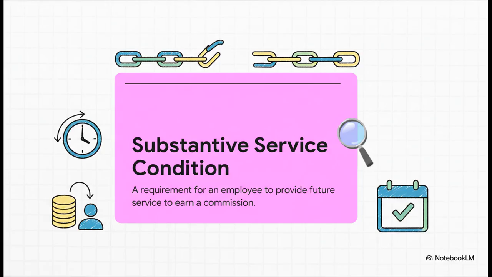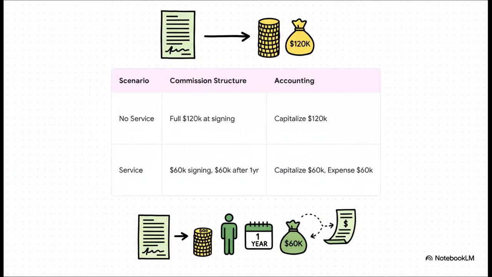Okay, now we're going to talk about a major wrinkle, something called a substantive service condition. This is basically when a commission isn't fully earned the second the contract is signed. Instead, the employee has to stick around and actually provide some future service to get their full payout. This table shows just what a huge difference this one little condition can make.